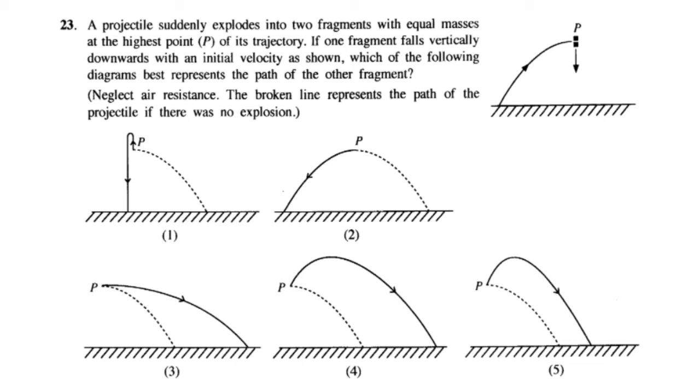If one fragment falls vertically downwards with an initial velocity, they are asking which of the following diagrams best represents the path of the other fragment. Also, they say neglect air resistance, and the broken line represents the path of the projectile if there was no explosion. P is the highest point of the trajectory. So at P, the projectile has only the horizontal velocity.